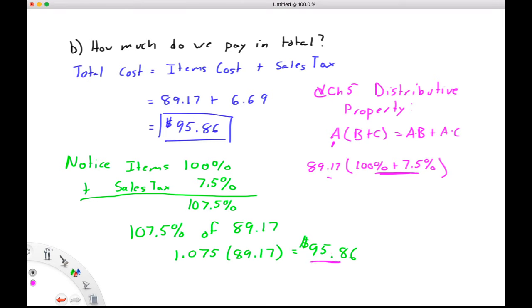Or this would be the same as saying, let's take 89.17 times 100%, which is of course just 89.17, plus 89.17 times 7.5%, right, and that's exactly what we have here. 89.17 times 100% plus 89.17 times 7.5% still equals 95.86. And so either way, this actually will work the same. And that's pretty cool. Takes advantage of our distributive property.